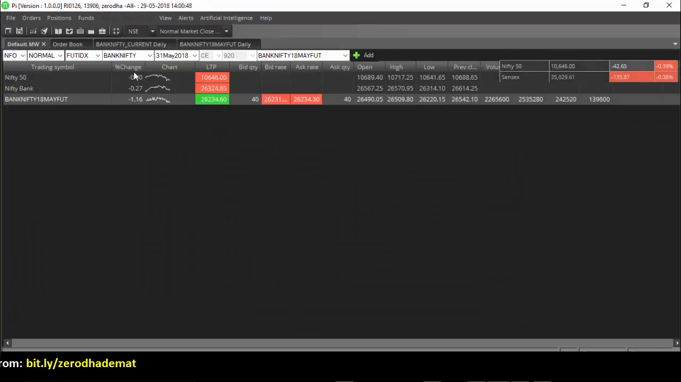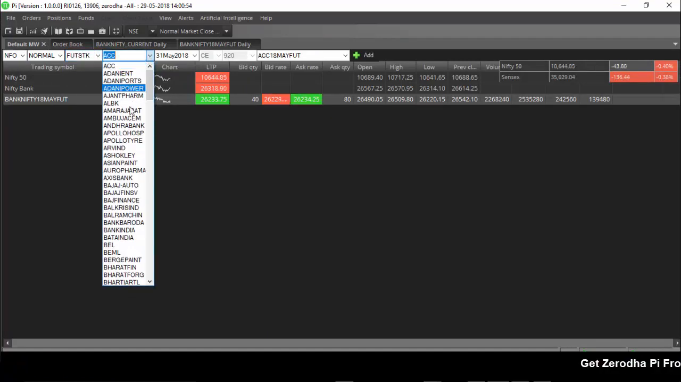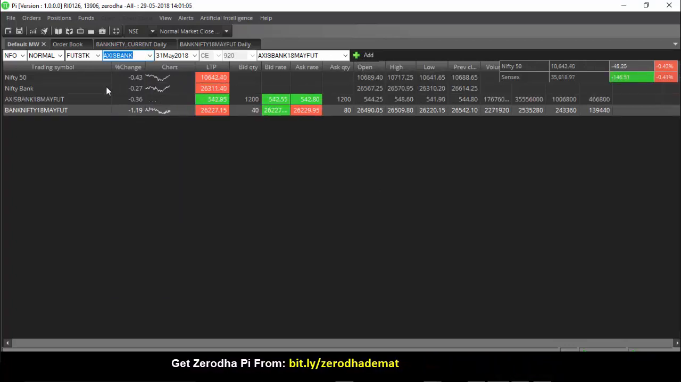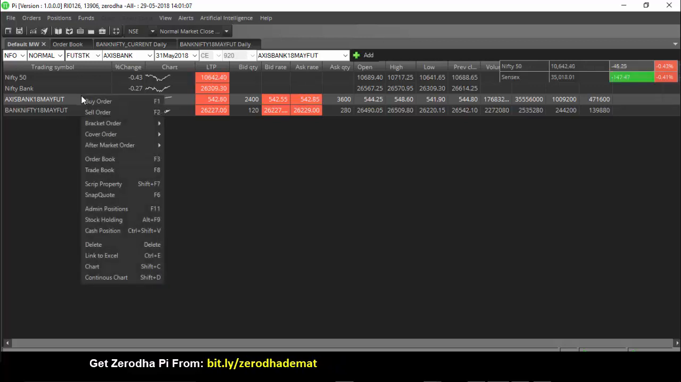So now let us try opening a stock future chart. Let us go to future stock. Suppose we open this, or whatever you want to open. Suppose we will open the Axis Bank chart. So let us go to Axis Bank May future and click on add. So this is the Axis Bank.